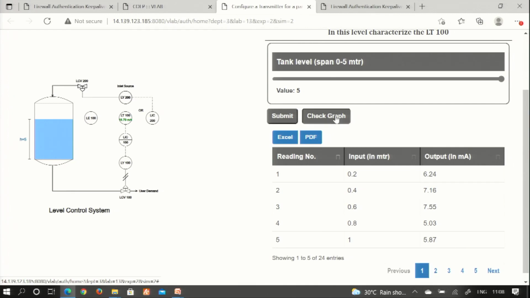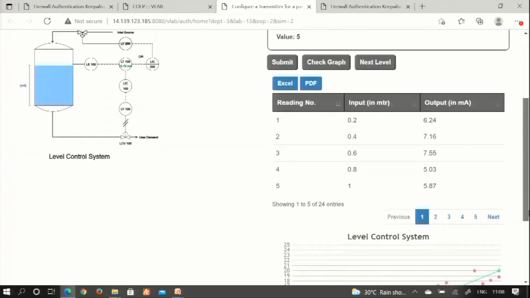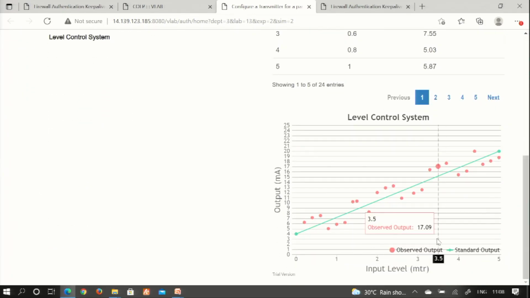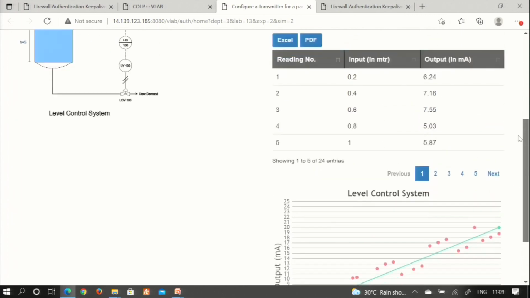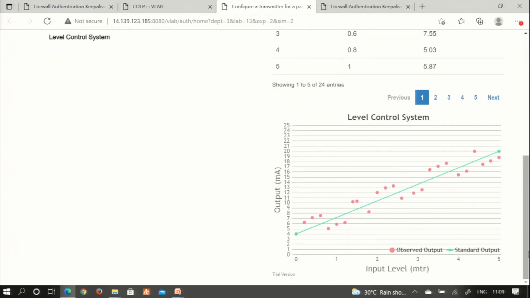And then if you say check the graph, then the graph would be there. I will show you the graph which indicates that this particular transmitter has the readings. Just look at those readings which are scattered around the main axis. This is the true reading, a graph of the master output of the transmitter, and these are the actual readings.